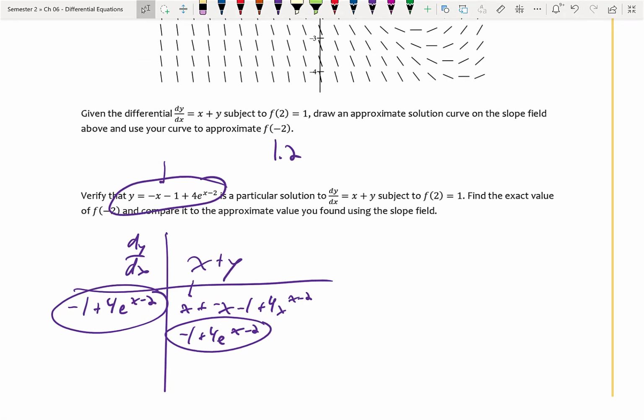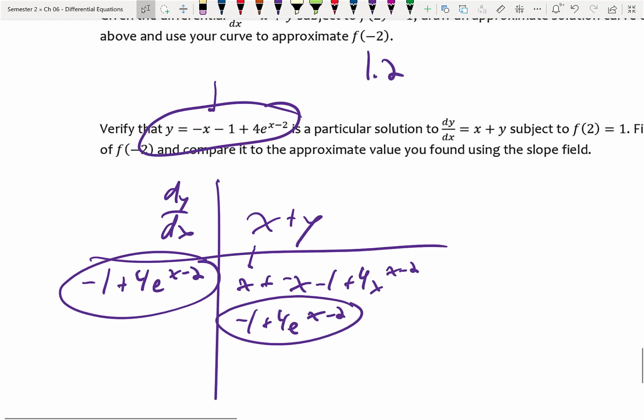What? First step on, oh, that should be e, yes.